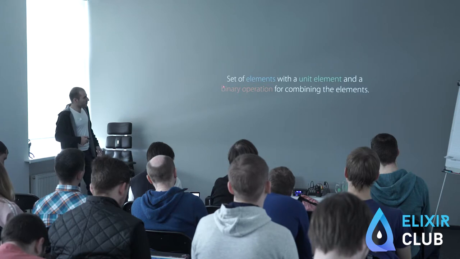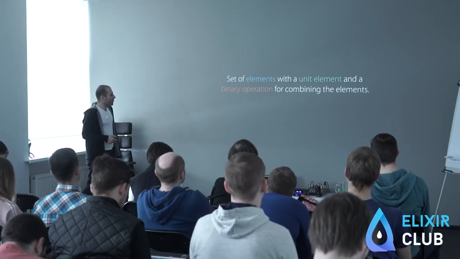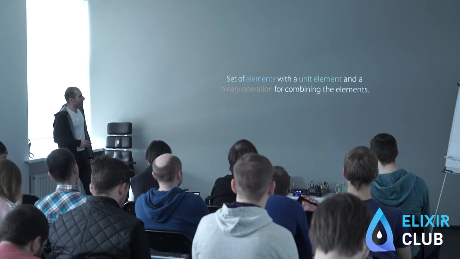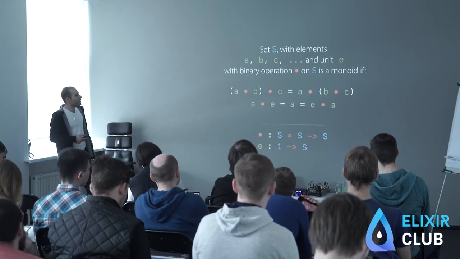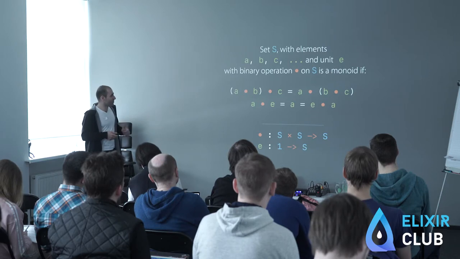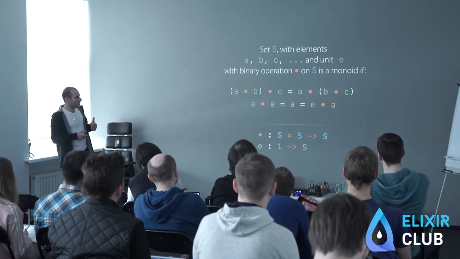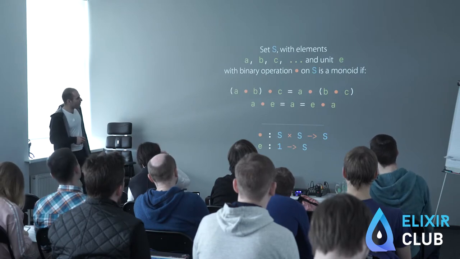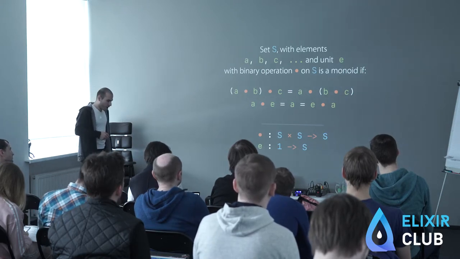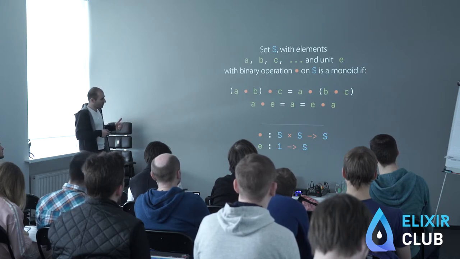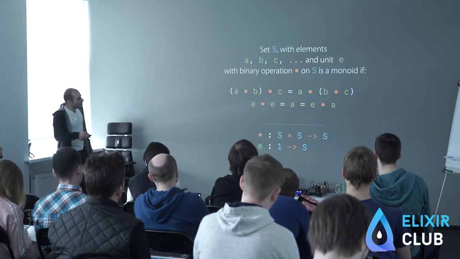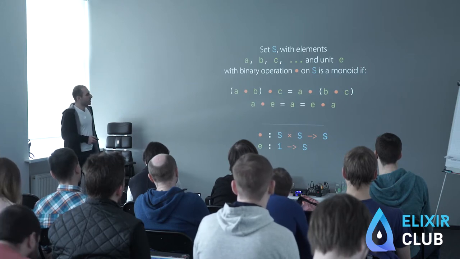It's a set of elements, it's not a bunch now, it's a set of elements with a unit element and a binary operation for combining these elements. If we try to simplify this or go a bit deeper, we will get this. So set S is elements A, B, C, unit element E, and the binary operation, the orange dot, on this set is a monoid only if these two laws can be applied. The first says that if you combine A and B, and then the result of AB with C using this binary operation, or A with the result of BC, they should give you the same thing back. This is the first law.